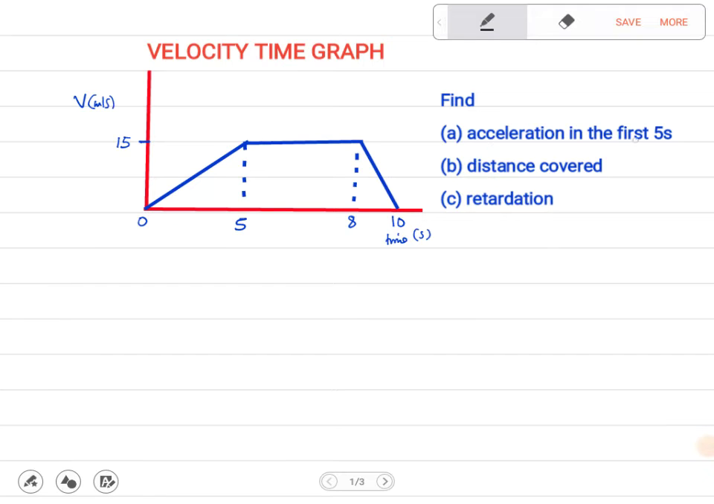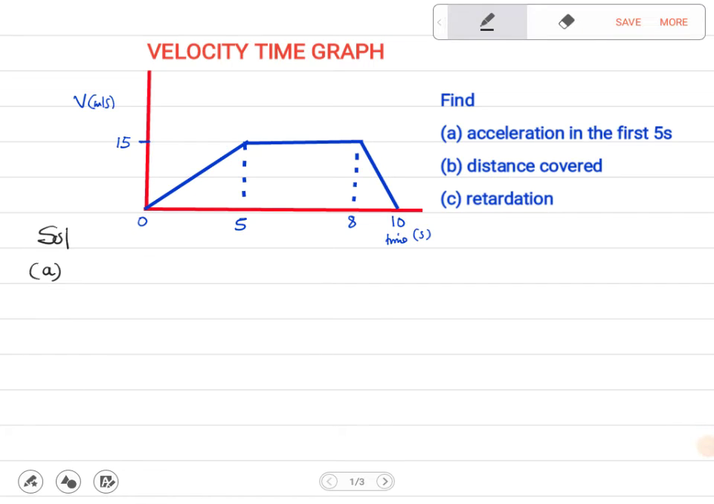Now, find the acceleration. First, before you answer any question, you have to study the graph. There is velocity here and there's time here in seconds. Velocity has been given in meters per second. You have velocity here at 15, 0, time also 0, 5, 8, 10. They want you to find the acceleration in the first 5 seconds. So how do you find the acceleration?